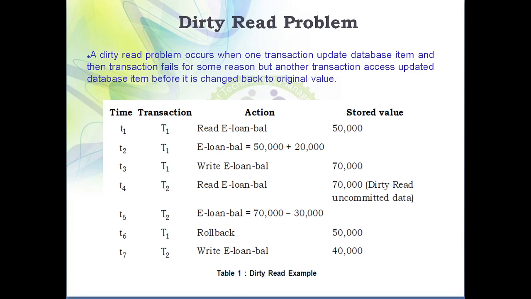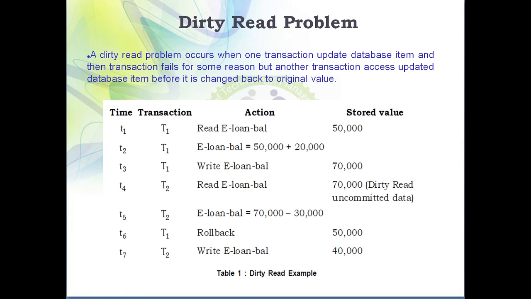Now we discuss the second problem. What is the second problem? That is the dirty read problem. So what is a dirty read problem? In that case, when one transaction updates the database item and then the transaction fails for some reason, but another transaction accesses the updated value before it changes back to the original one. So this is again a simple dirty read problem.